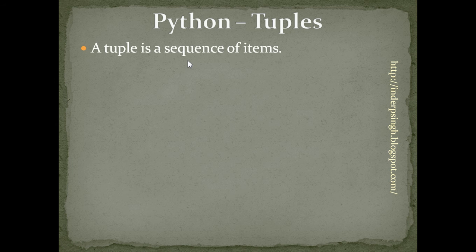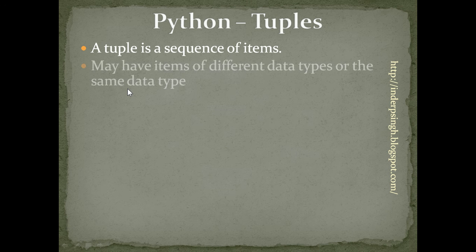Hello and welcome to Python tutorial 17 on tuples. Now a tuple is a sequence of items. Tuples are sequence data types like lists and ranges. A tuple may have items of different data types or the same data type, but typically tuples have items of different data types like numbers, strings, lists and other tuples.